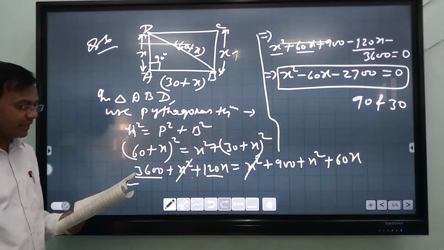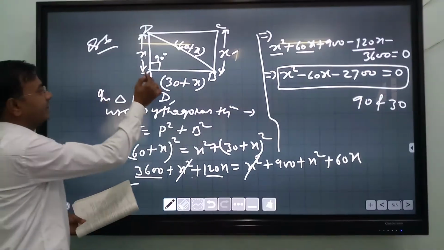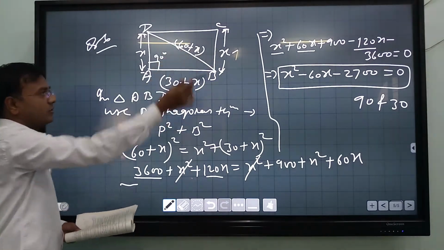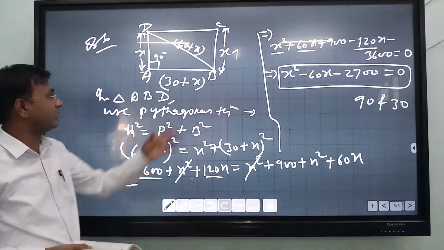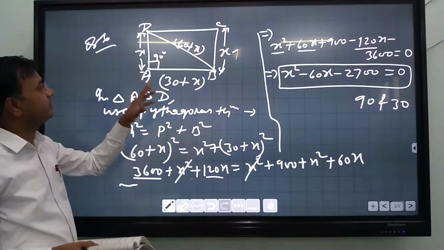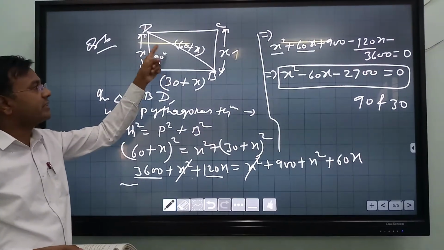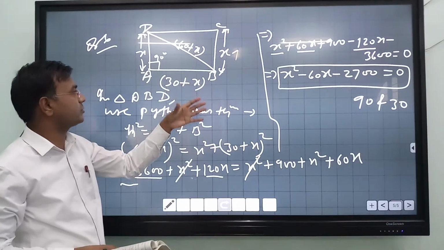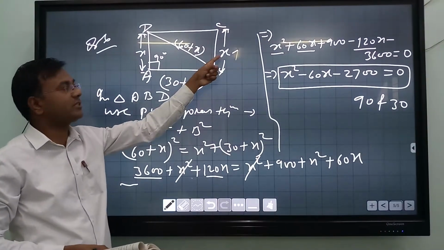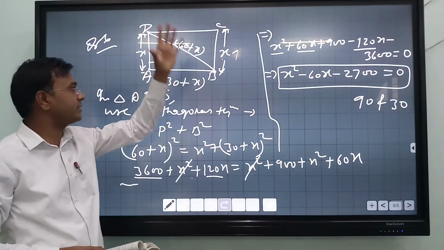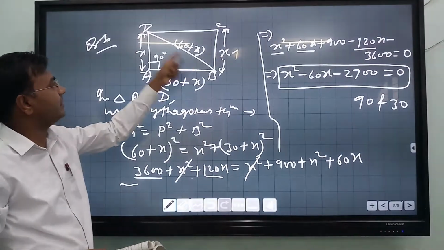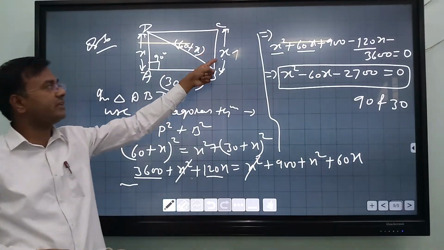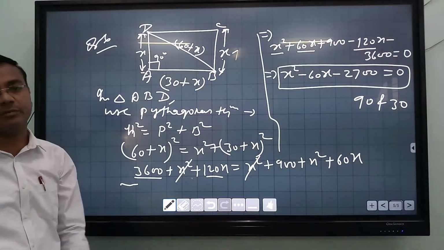The diagonal of a rectangular field. There is a rectangle ABCD given, and we have taken diagonal BD, because AC is also a diagonal. So one of the diagonals is taken, that is BD. The length of this diagonal is 60 more than the shorter side. So let the shorter side, which appears to be BC, that is the breadth of the rectangle, be x. According to the question, the diagonal is 60 meters more than its shorter side. So the shorter side is x, so the diagonal will be 60 plus x.